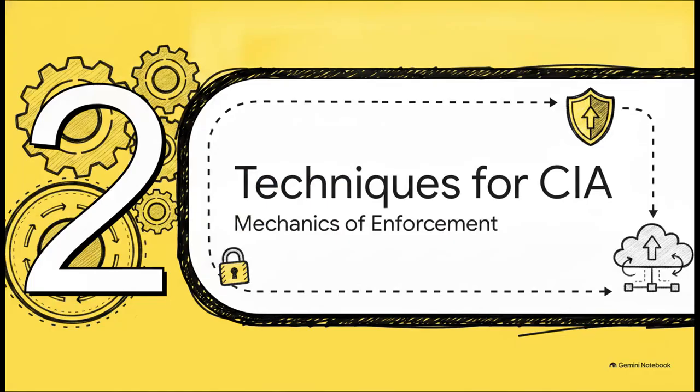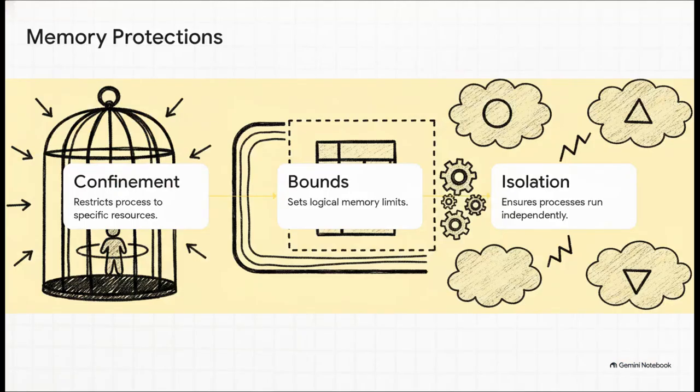Section 2. Techniques for ensuring CIA. The mechanics of enforcement. Let's take a look at the progressive stack an operating system uses to protect memory spaces. First up, we have confinement, which you might also know as sandboxing. This restricts a process so it can only read from or write to specific, explicitly allowed resources.